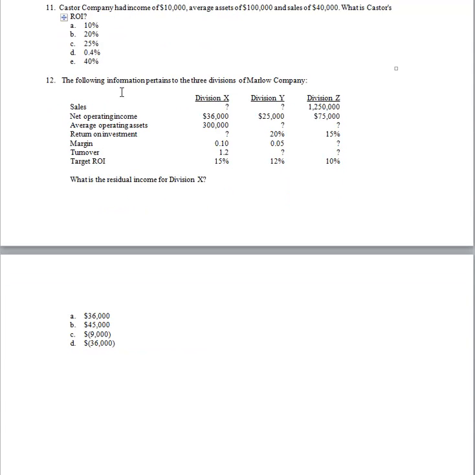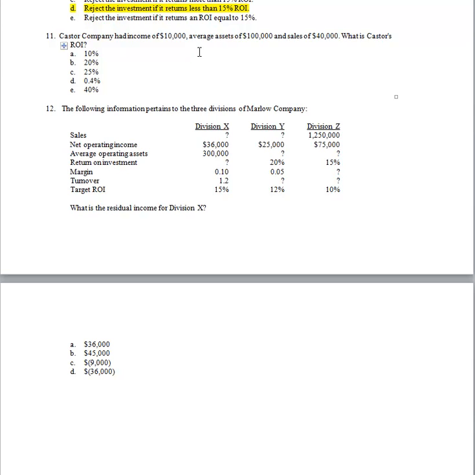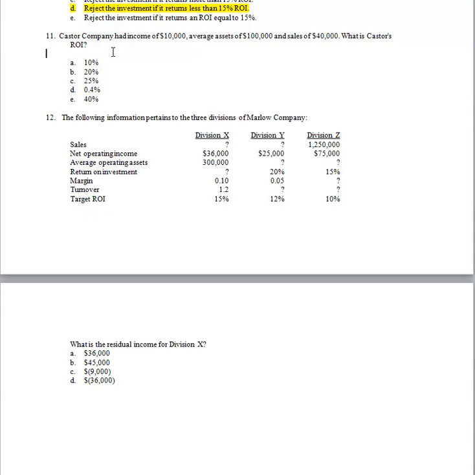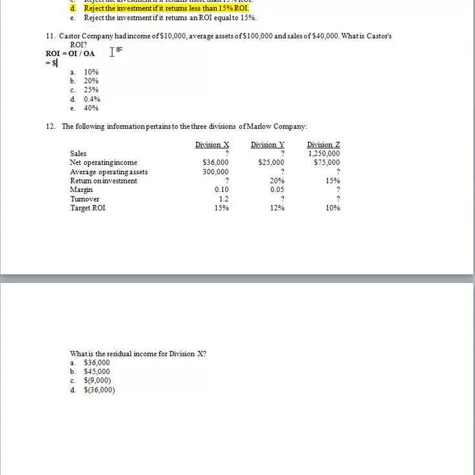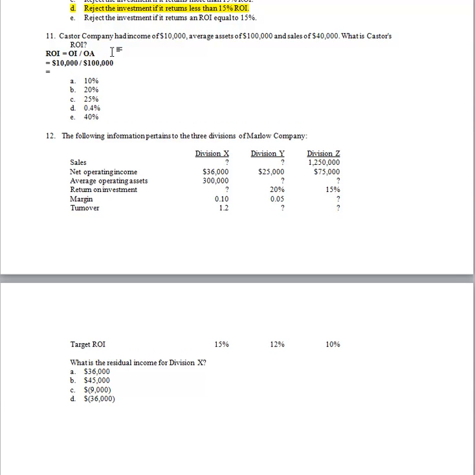11 says that the company had income of 10,000, average assets of 100, sales of 40. What is the ROI? So we have income and we have assets. If that's the case, we can use our basic ROI formula, which is operating income divided by operating assets. So we have income of $10,000. Average operating assets, it tells us, are $100,000. So that's going to leave you with an ROI of 10%. So your answer on 11 is A.